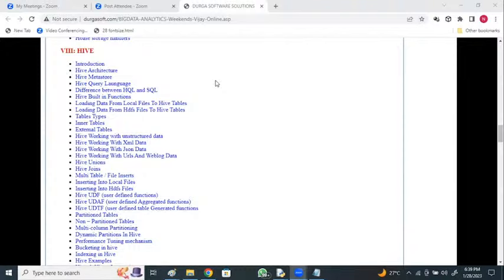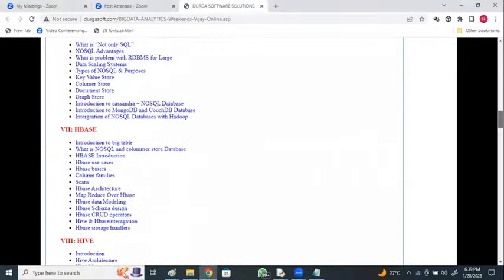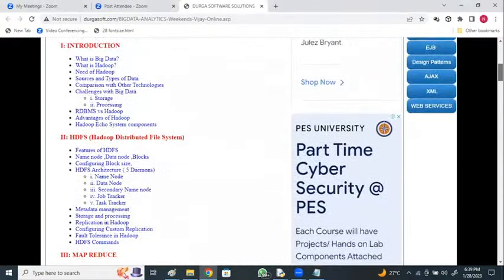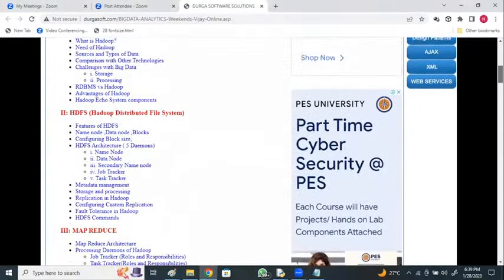Okay. And I heard that Pig and Yarn are out of scope. Pig, we are not discussing. And what about deployment, like Yarn architecture? Apache Pig is not discussed, but we'll be discussing the Yarn architecture, only the architectural part.